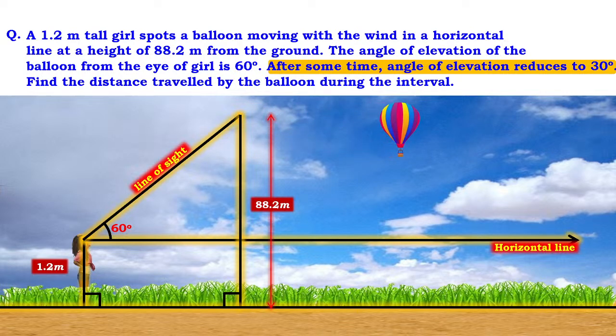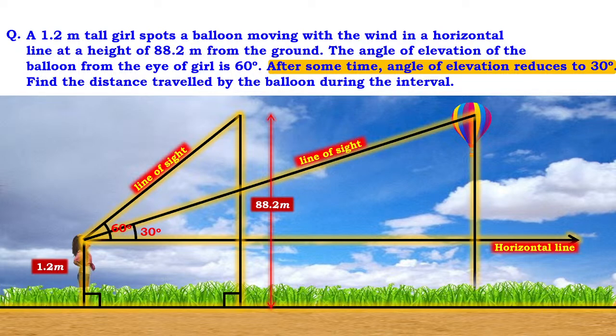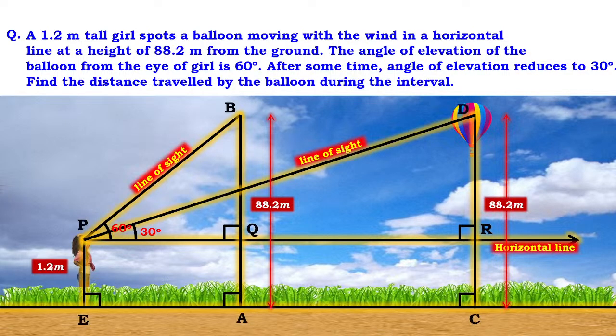It is going away from her. Correct. Now the elevation angle is how much? 30 degrees. But the question is how much distance the balloon traveled. So the height remains the same, 88.2. Just name all the points. You get this diagram. Now take it outside. You have to find the QR value.